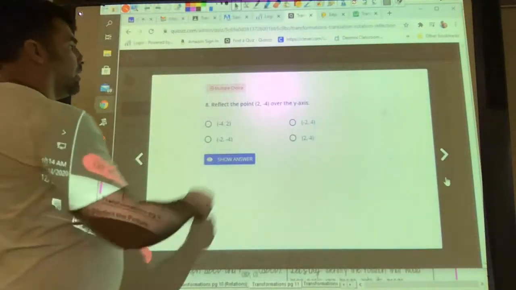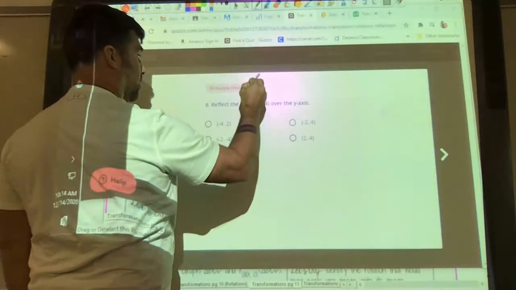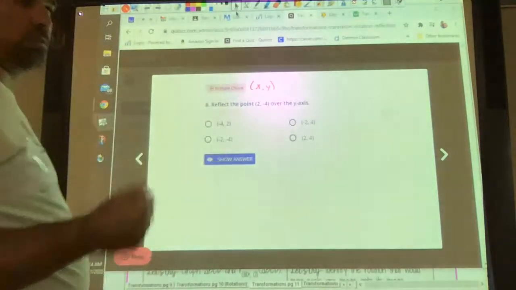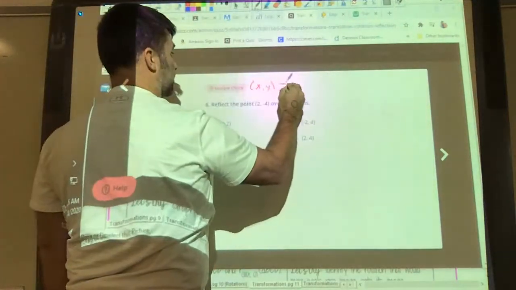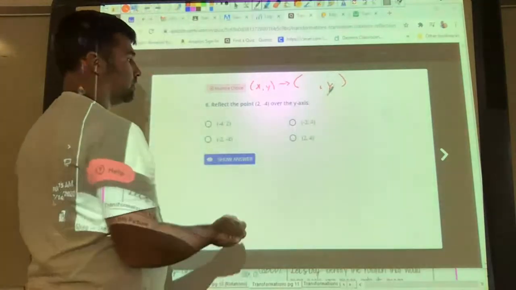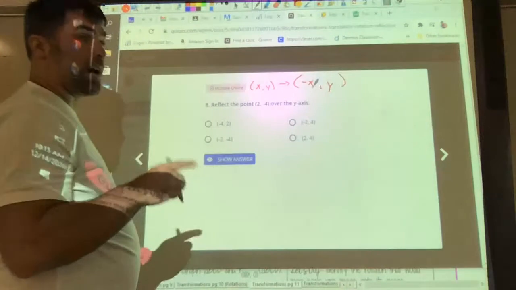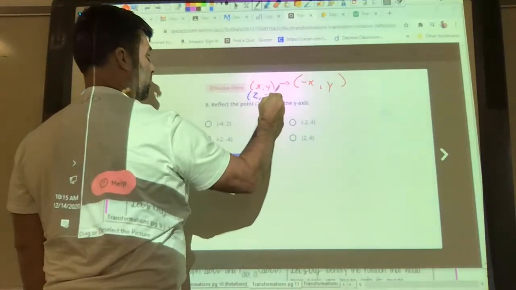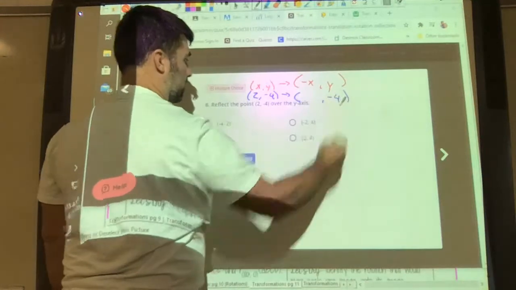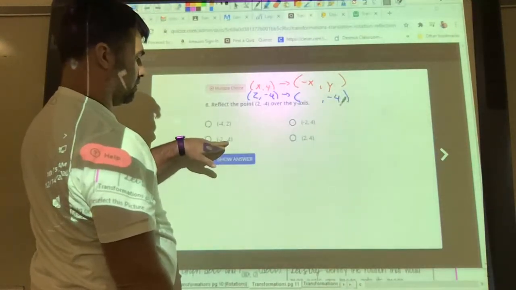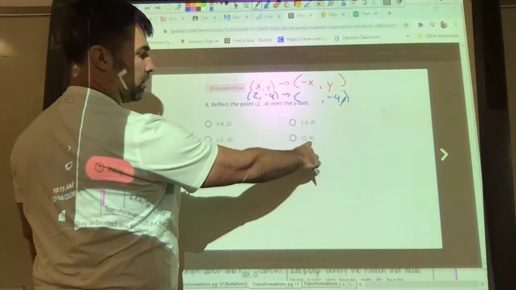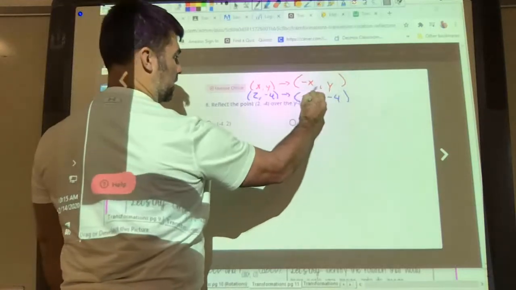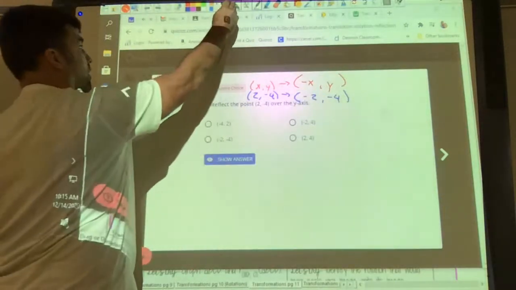Okay, now I got a point. Reflect the point (2, negative 4) over the y-axis. So if you go to your packet and look at your reflection rules, reflect across the y means keep the y, so y is going to be y. Change the x. That's your reflection rule for the y-axis. In this case, (2, negative 4): 2 is x, negative 4 is y. Well, we keep the y, which tells you that's the answer. Change your x, keep your y. So that 2 is now going to be negative 2. So that would be your answer for reflection across the y.